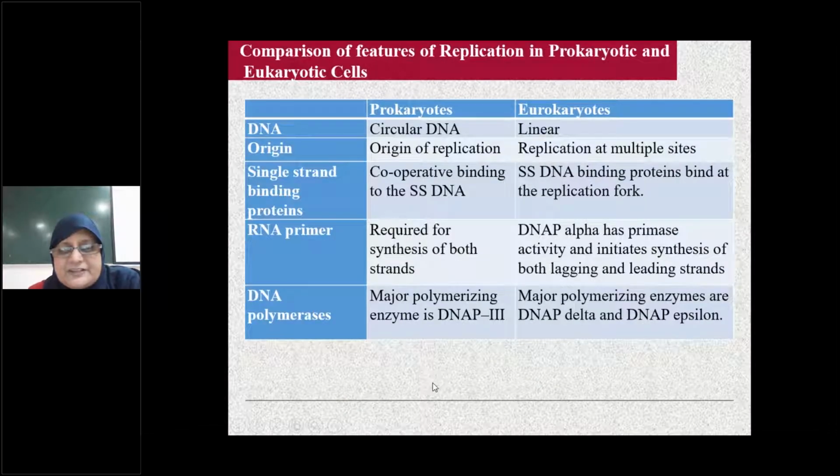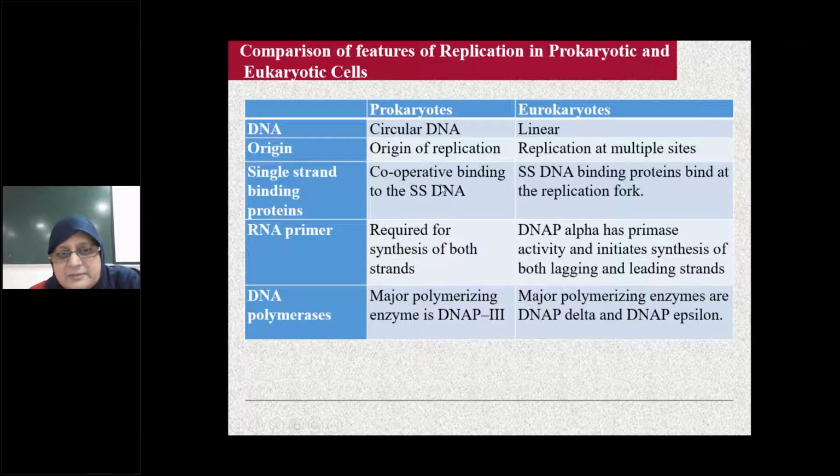So there are some differences that are seen between the prokaryotic and the eukaryotic replication. What are the differences that you see here? In prokaryotes, you have circular DNA, while in eukaryotes you have linear DNA. Prokaryotes have a single origin of replication, while eukaryotes have multiple sites of replication.